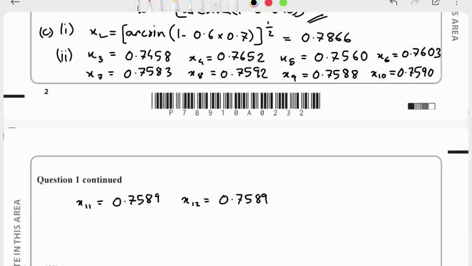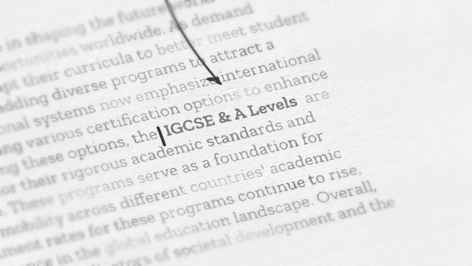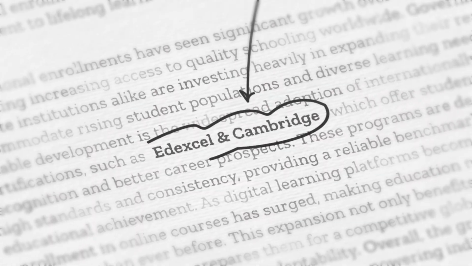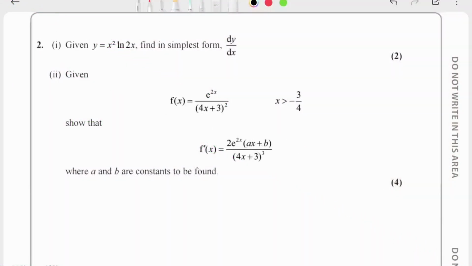Okay, so we have finally found our first repetition. So x11 and x12 are equal to 4 decimal places. So this is going to be our answer. Therefore, x is equal to 0.7589. So we are done with question 1. Easy 6 marks. Moving on to the second question.